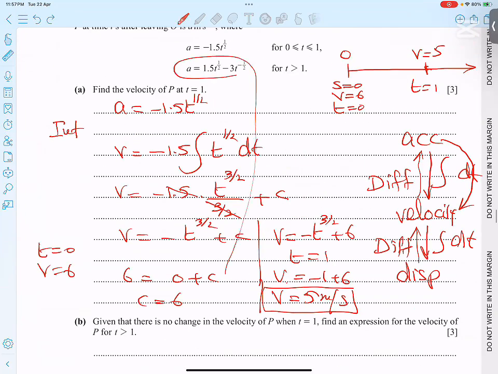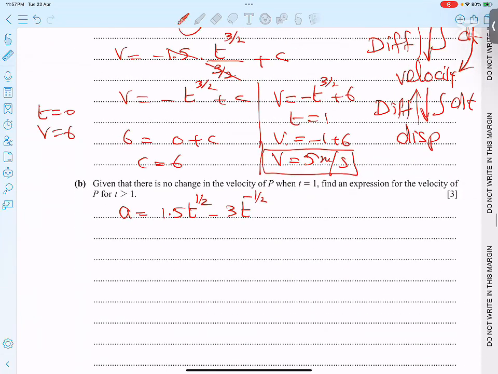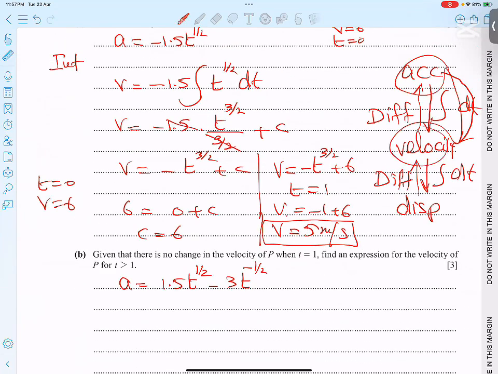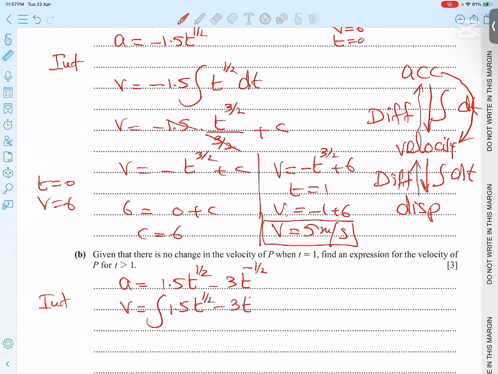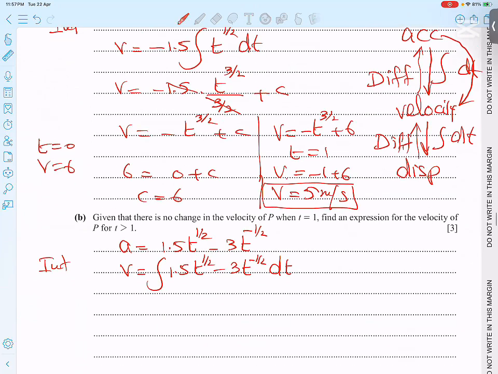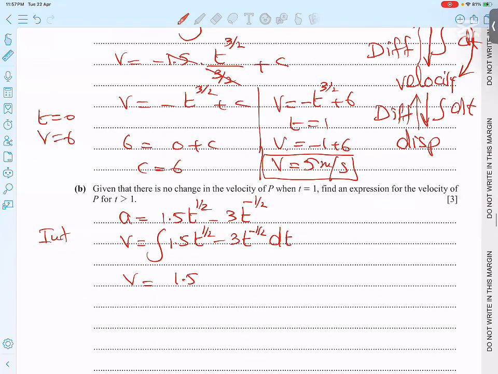So I have to use the lower equation now. The acceleration is basically 1.5 t to the power half minus 3 t to the power negative half. Again, we are at the level of acceleration. I need velocity, so I will integrate. And when I integrate, I get velocity equals the integral of 1.5 t to the power half minus 3 t to the power negative half, dt. Increase the power by 1, we get 3 by 2 and divide by 3 by 2. Increase the power by 1, we get positive half, divided by positive half, plus c1.